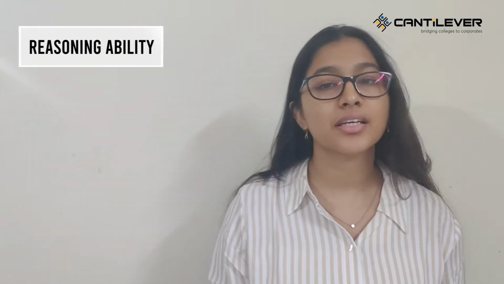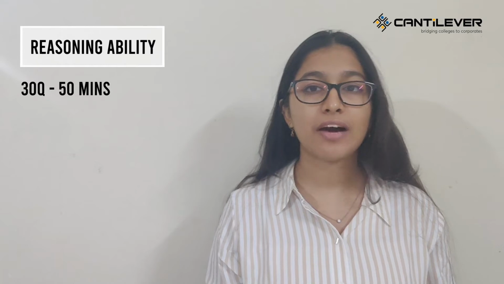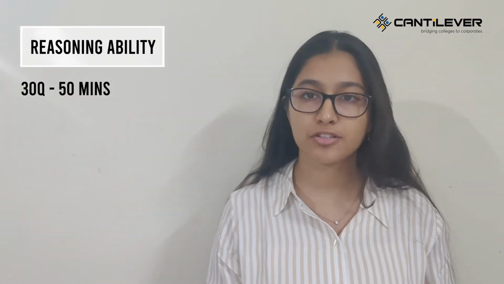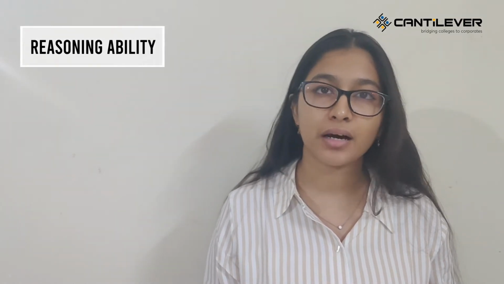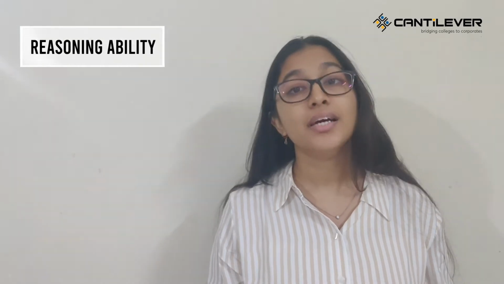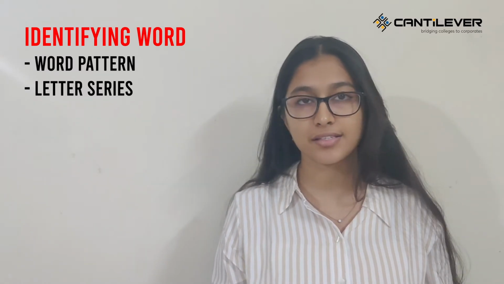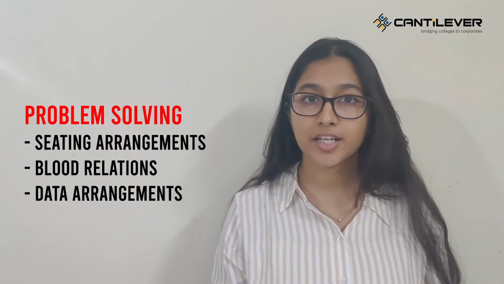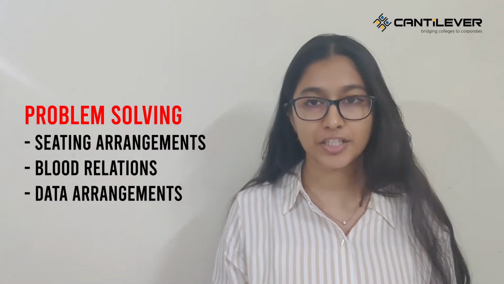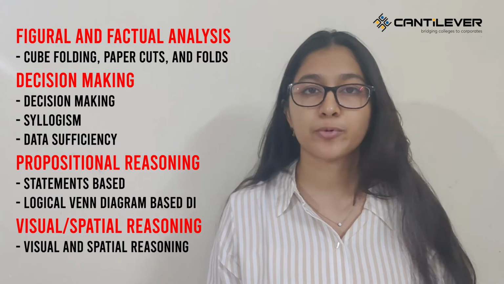Let's get started with the reasoning ability section. In this section, you will have to solve 30 questions and you will get 50 minutes to do so. You should focus on this area because it is interesting and easy to solve. Kindly pause the video here and make a note of all the topics and subtopics tested under this section. In this section, you will have identifying word, which is further divided into subtopics of word pattern and letter series. You will also have numeric patterns with a subtopic of number series. Problem solving also includes seating arrangements, blood relations, and data arrangements, and the other topics and subtopics as displayed on the screen.